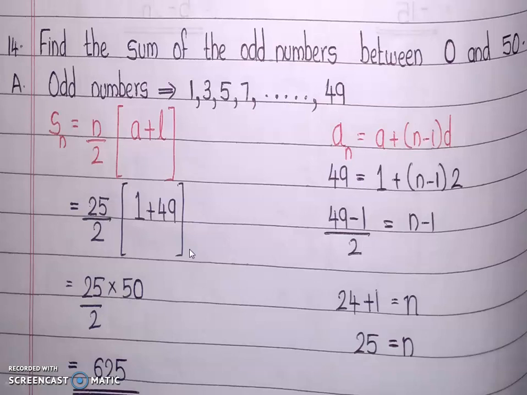The first odd number is 1, and you are asked to find the sum of the odd numbers between 0 and 50. So the last odd number in this case will be 49. These are your basic requirements in this question. So using an equal to a plus n minus 1 into d, you will get the value of n. This value you will substitute here and find the sum of 25 terms. Clear?